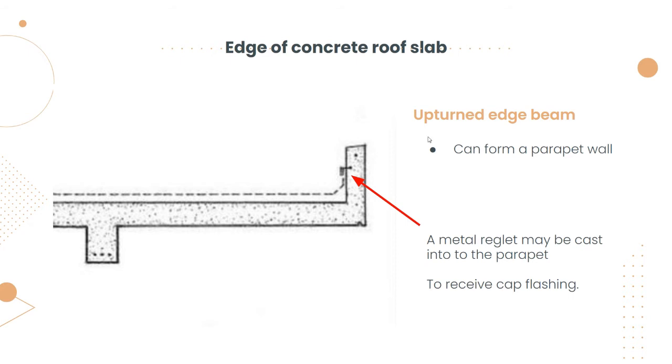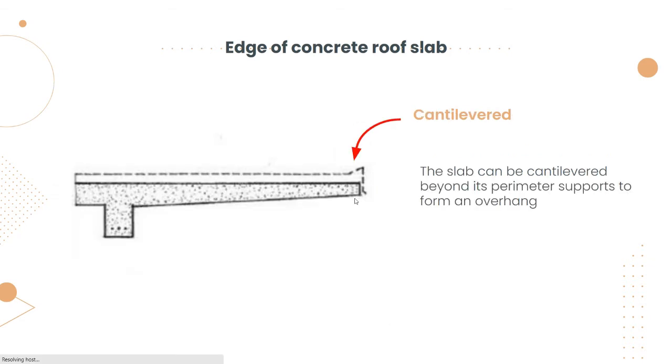The first one is the upturned edge beam. It can form a parapet wall, and then we have a metal reglet that may be cast into the parapet to receive cap flashing. Next, we have the cantilevered. The slab can be cantilevered beyond its perimeter to form an overhang.